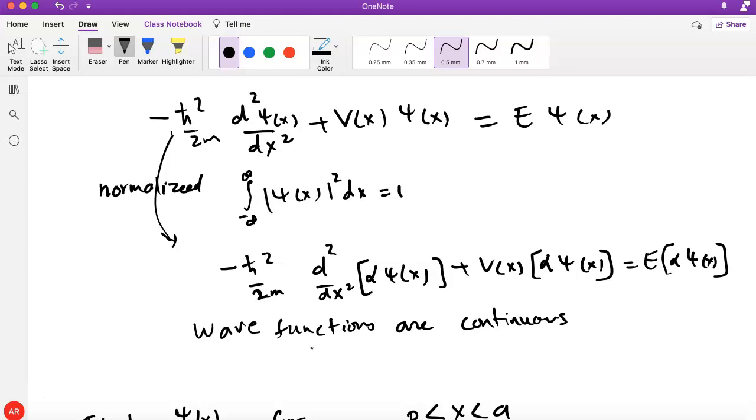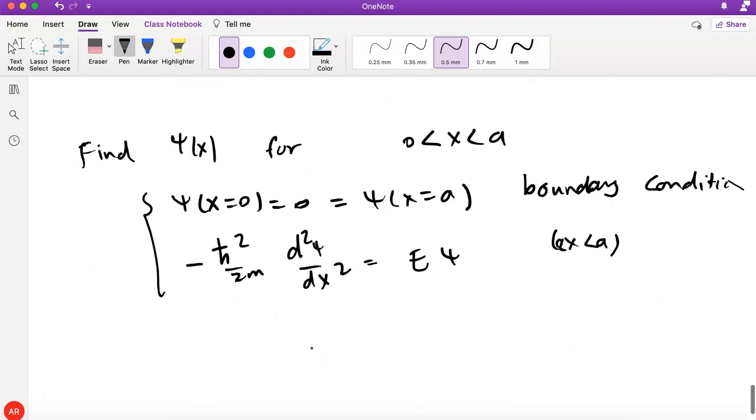So next time we will continue this discussion of a particle in a box and try to solve the time-independent problem completely. Okay, that's a good place to stop for this lecture.